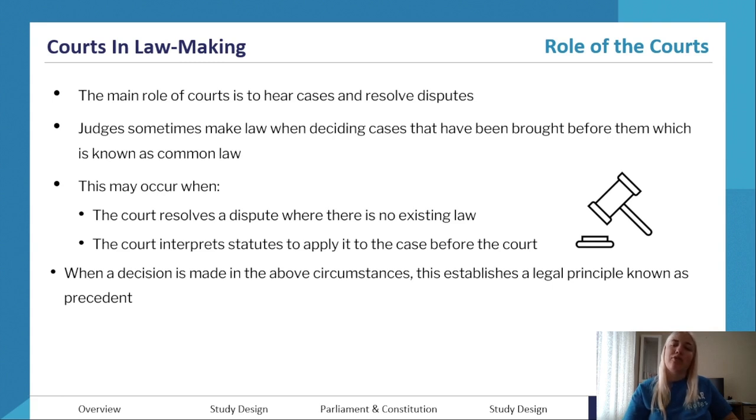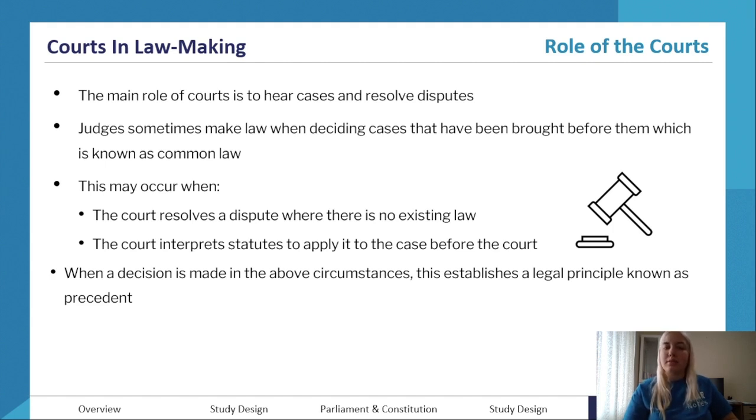Now, courts also have a role in making their own laws. Judges sometimes make law when deciding cases that have been brought before them, which is known as common law. Judge-made law is referred to as common law, law that is created in the course of resolving disputes. There are requirements for common law to be made, which you must know. This will only occur if the court resolves a dispute where there is no existing law. So Parliament has not made an act covering that specific circumstance and what decisions should be handed down. In that situation, judges will make the decision, therefore creating common law.